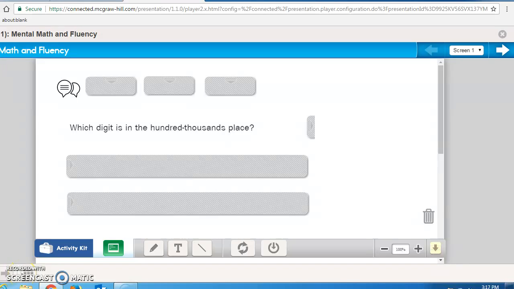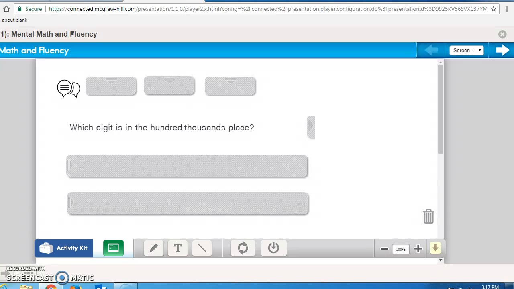Lesson 413, lattice multiplication. The focus in this lesson is for you to compare two ways of solving multiplication problems, to learn about and then practice lattice multiplication. But first, let's look at our mental math and fluency.